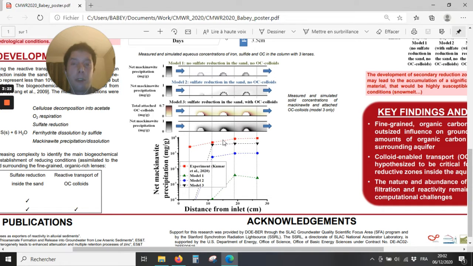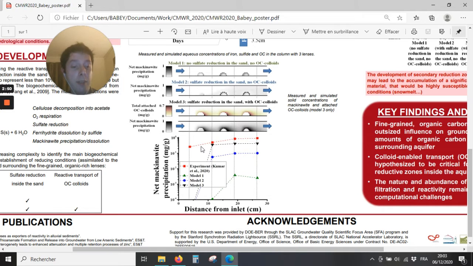There are 2 main results from this work. The first one is that the reducing conditions that are initially present only inside the lenses propagate into the surrounding aquifer material over the course of a few weeks. For instance, if you are looking at mackinawite, which is an iron sulfide mineral, so a completely reduced mineral, and if you are looking here on this graph at the amount of mackinawite present in the sand at the end of the experiment, you can see there is quite a bit of mackinawite here in red, present quite far away from these reducing lenses.